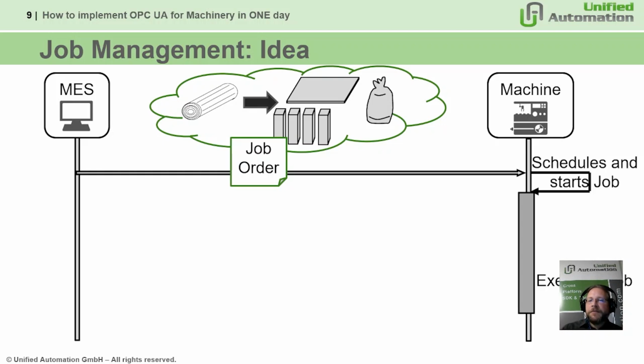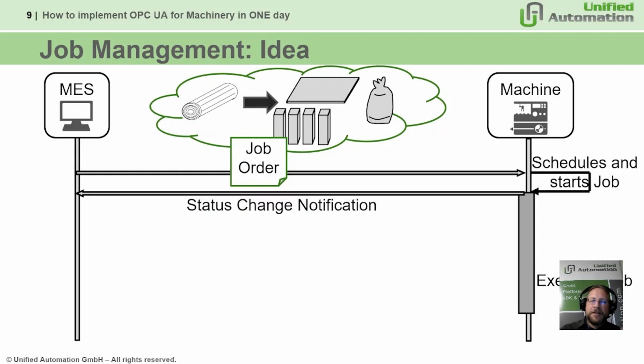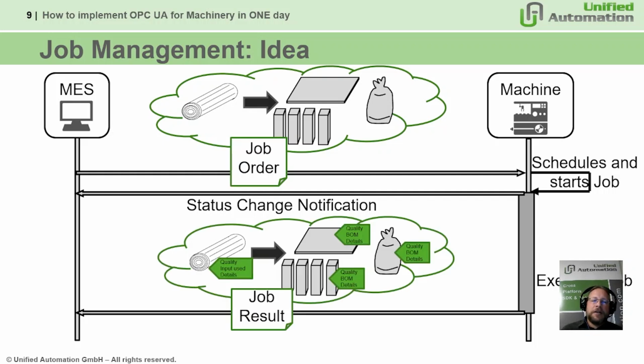Whenever the machine is ready, it picks one of those job orders based on some internal logic and starts the execution of the job order. The MES system gets notified if this is happening. The MES system might get intermediate results, and when the job execution is done, there are some final results, which does include quality data or bill of material and so on.